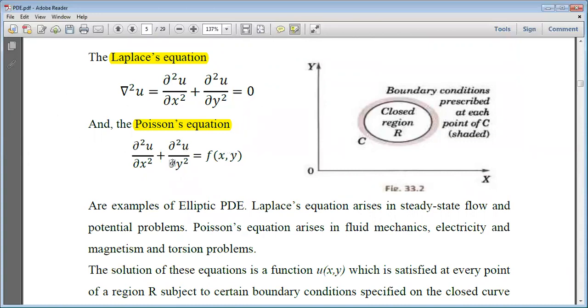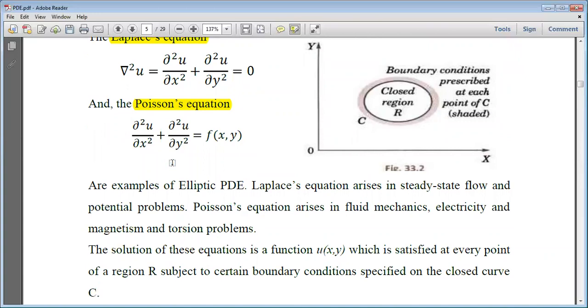So this is the basic difference between Laplace and Poisson's equation. Now, what is the solution of any elliptical PDE? Before that, understand where elliptical PDEs can be come across. Laplace equations arise in the case of steady flow and potential problems, while Poisson's equations arise in fluid mechanics, electricity, magnetism, and torsion problems.